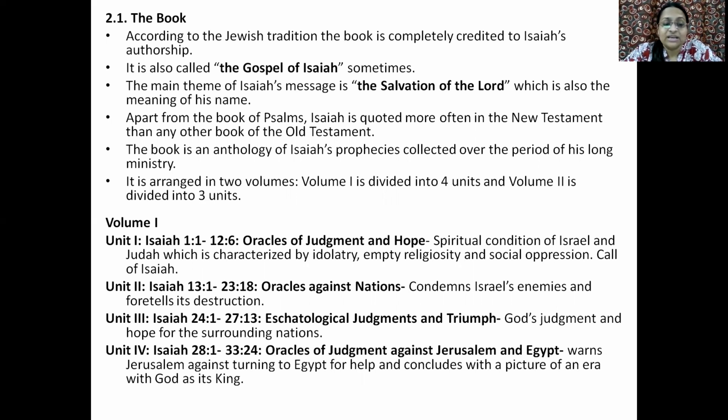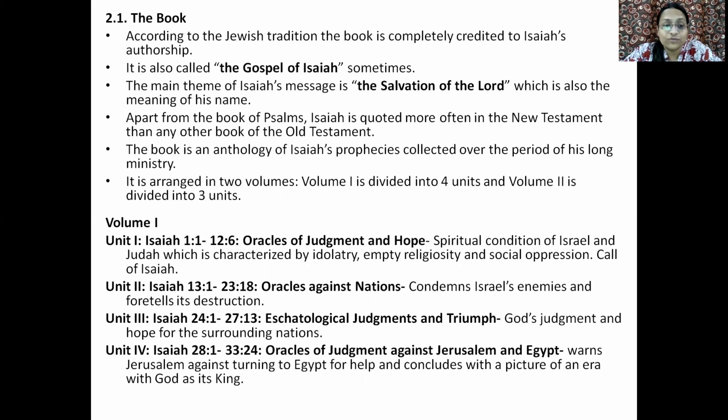The second unit is from Isaiah 13 verse 1 to 23 verse 18, and it talks about the oracles against nations. It consists of condemnation of Israel's enemies, and he foretells of their destruction. Then unit 3 is from Isaiah 24 verse 1 to Isaiah 27 verse 3. This is an eschatological judgment and triumph. Here he's talking about God's judgment and hope for the surrounding nations.